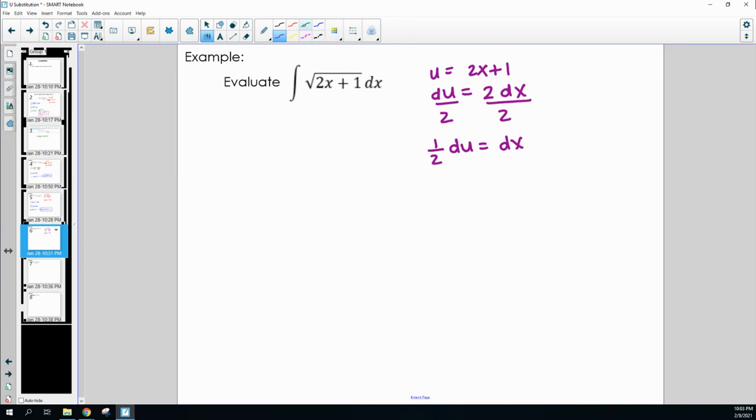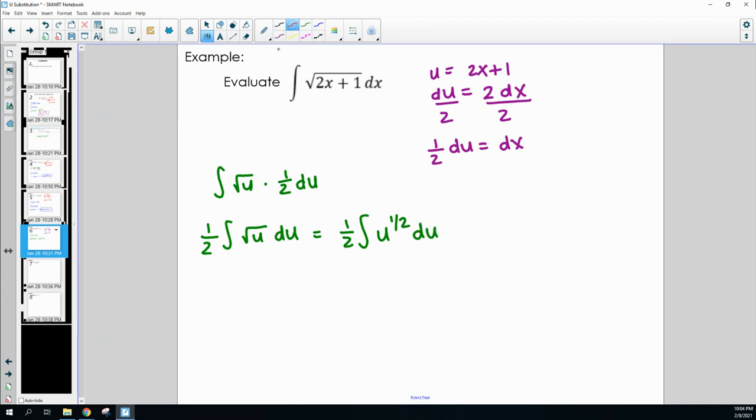Great. So now we're going to rewrite this. We have the integral of the square root of u times 1/2 du. Similar to before, we can take out the 1/2 and bring it to the outside since it's a constant. So 1/2 the integral of the square root of u du. I'm just going to rewrite this as 1/2 times the integral of u to the 1/2 du.